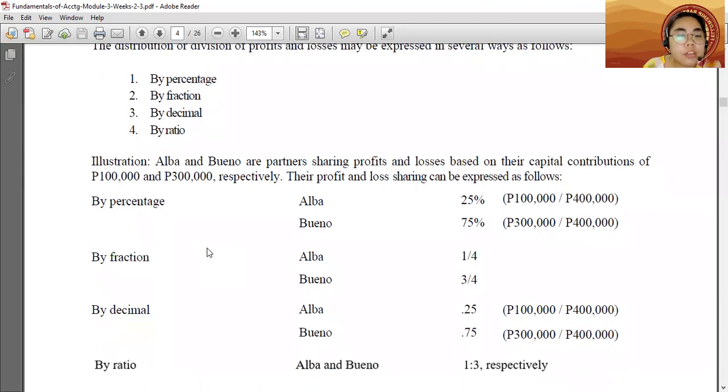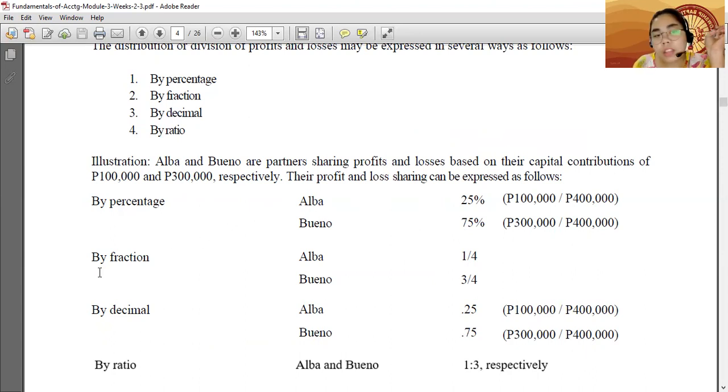So we have here an illustration. Alba and Ben are partners sharing profits and losses based on their capital contributions of 100,000 and 300,000 respectively. So the profits and losses sharing can be expressed as follows. This is very easy, class. If it is by percentage, we have 25% for Alba and 75% for Ben. How do we get that? Alba contributed 100,000, Ben contributed 300,000, so that would total 400,000. So 100,000 divided by 400,000 gives 25%, and 300,000 divided by 400,000 gives 75%.